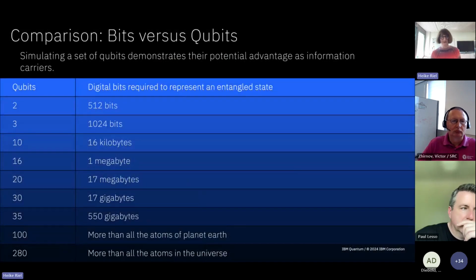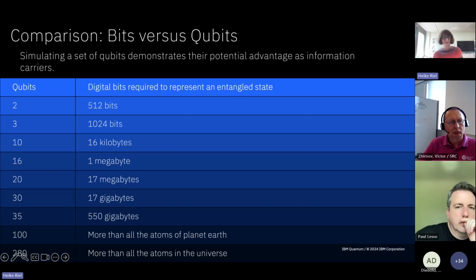One thing I would like to also quickly share is you can, of course, use classical computers to simulate quantum bits. And here is shown what number of resources you need in order to do that. So if you want to simulate a set of qubits, then you need a certain memory function for this. Let's start with 2 qubits, where you need 512 bits to simulate and represent an entangled state. If you go to 3 qubits, it doubles and so on.